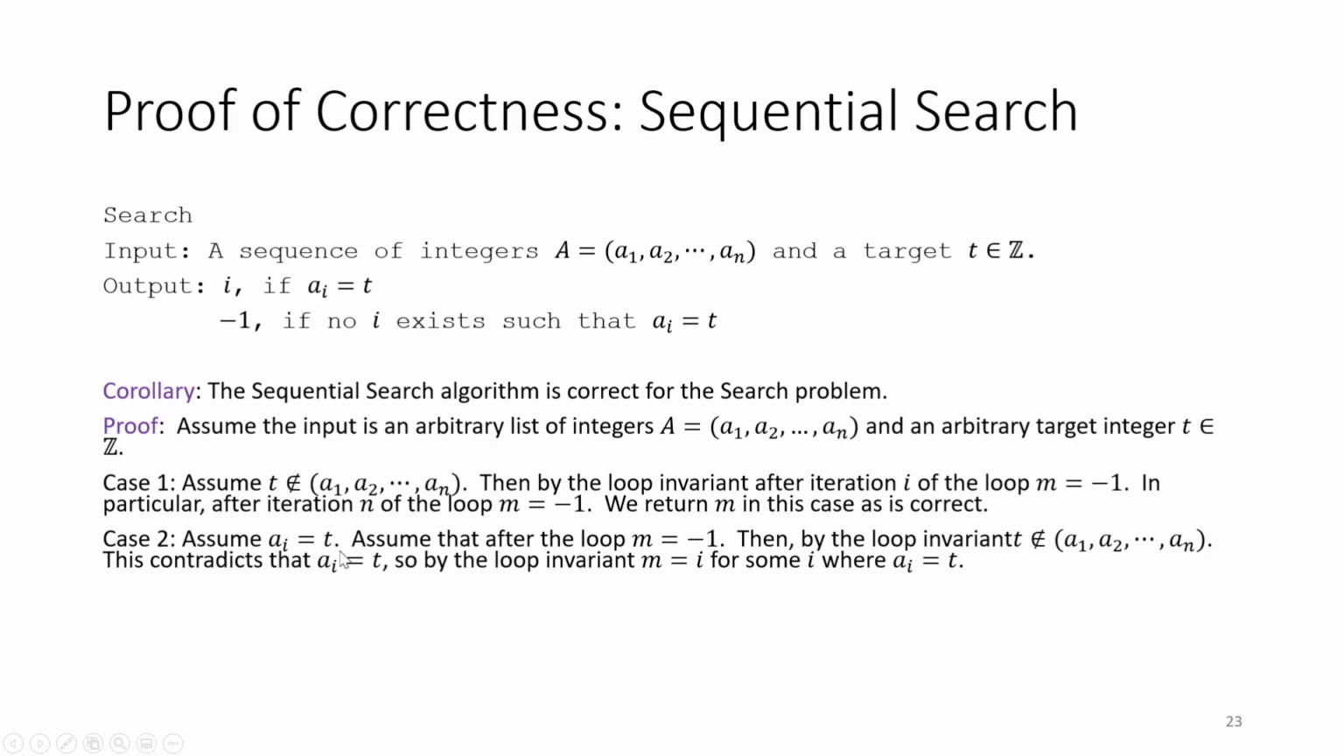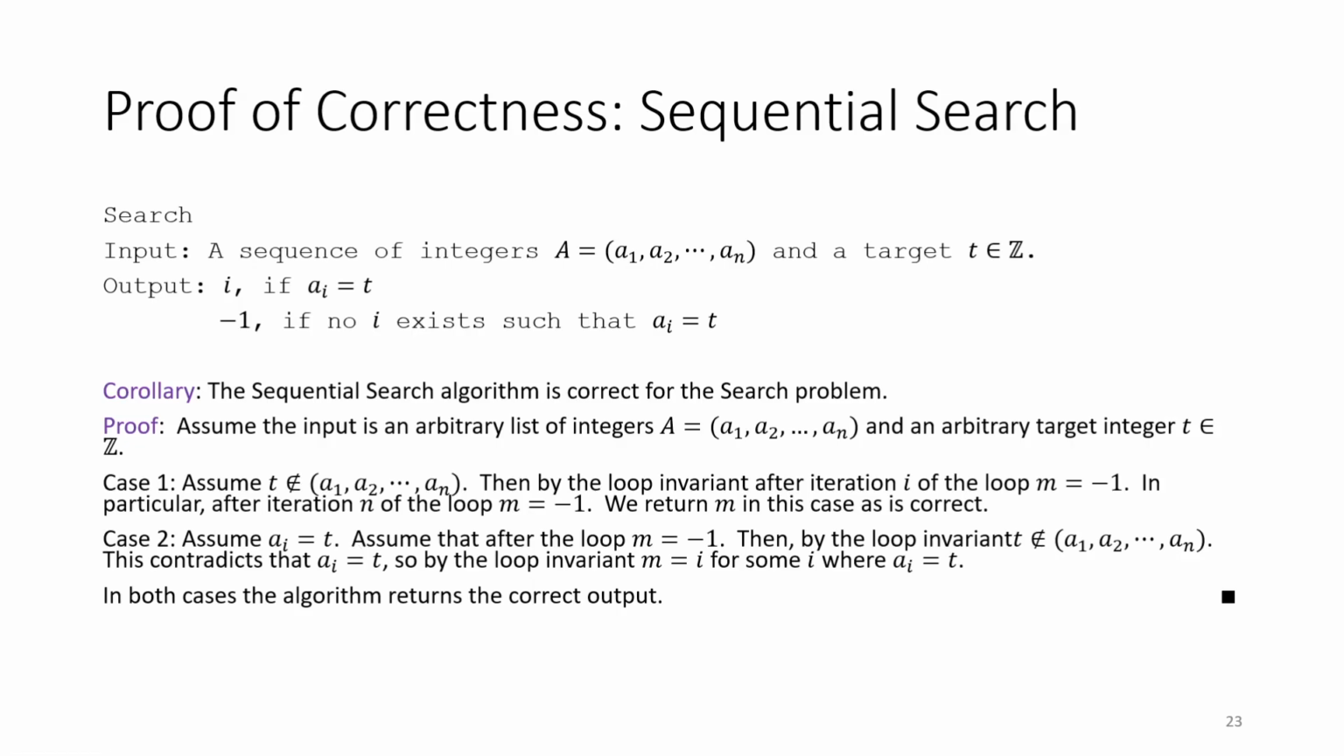So this establishes, now remember, in this case, we're supposed to output either minus 1, that was the first case, or i for some i if a_i is equal to t. So again, in case 2, this establishes that by the loop invariant, m must be equal to i for some i where a_i is equal to t. Since after this step we return m, again we're correct. So in both these cases, case 1 and case 2, we return the correct output, and that's all we need to establish correctness of our algorithm.